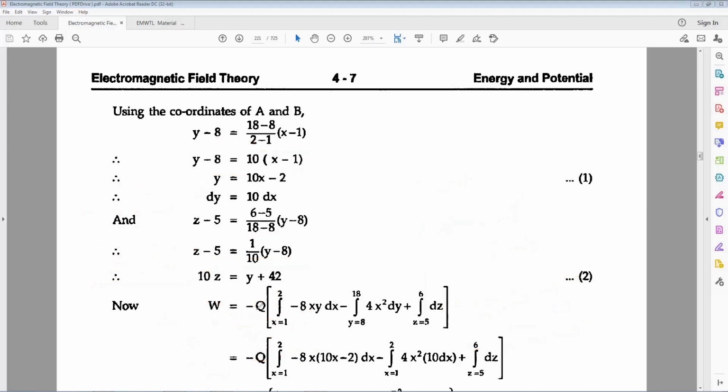So W is equal to minus the integral of Q. The integral x values are 1 to 2 and y values are 8 to 18, and z values is 5 to 6.